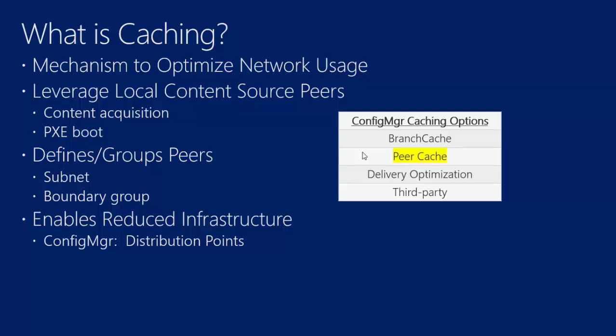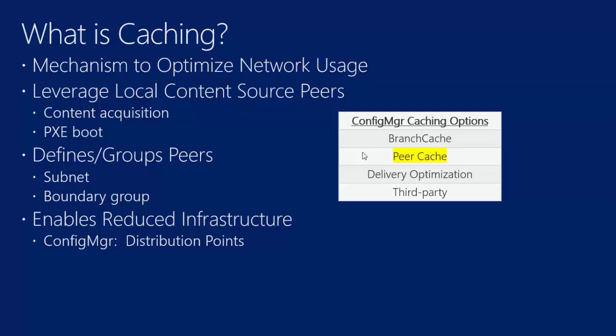In part 1 we talked about general content acquisition. In part 2, this is OSD, so it could be PXE boot and the different things that are required for OSD, and so forth. It could even be non-Config Manager content, because again, we're just talking about caching in general. In order for caching to work, you need to be able to define your peers. What systems can share content with each other? So there has to be a mechanism to group these systems that will share content with each other.